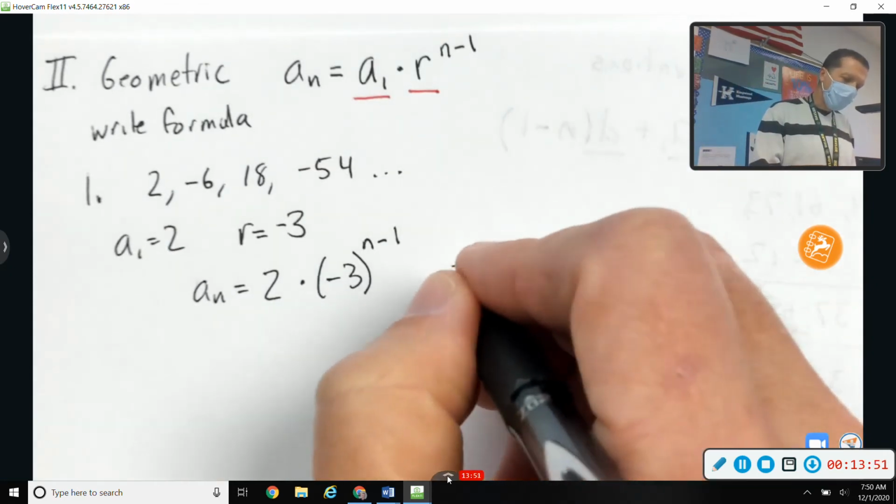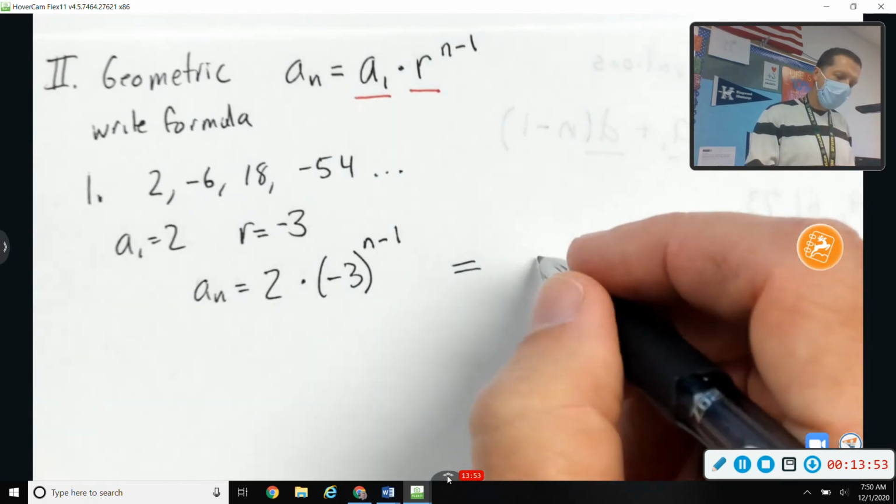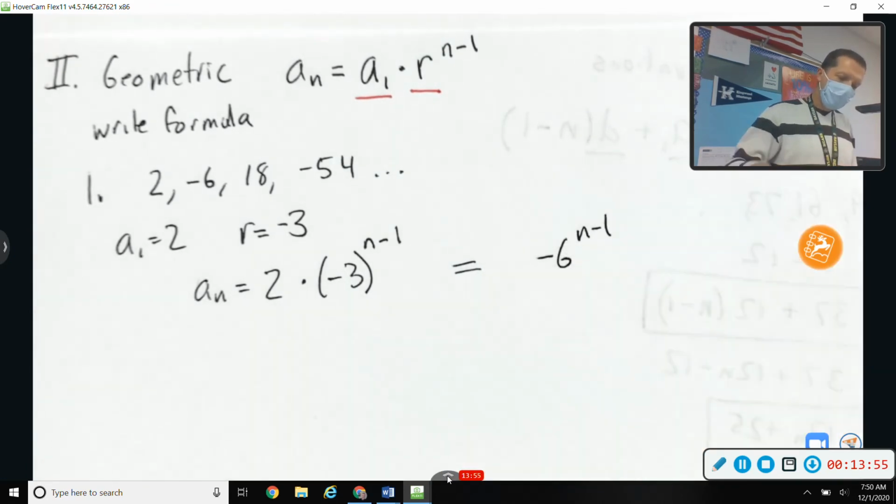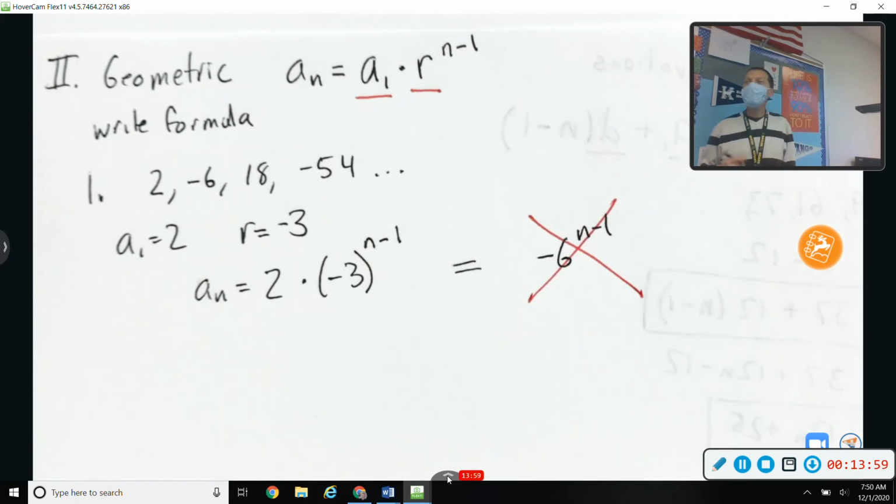I think I'm going to go ahead and write it and mark it out anyway. You can't do this. You can't multiply those, right? Because there's an exponent that you have to take care of first.